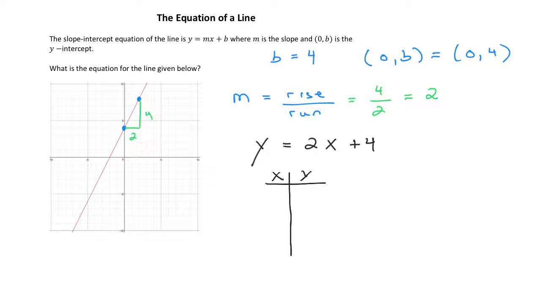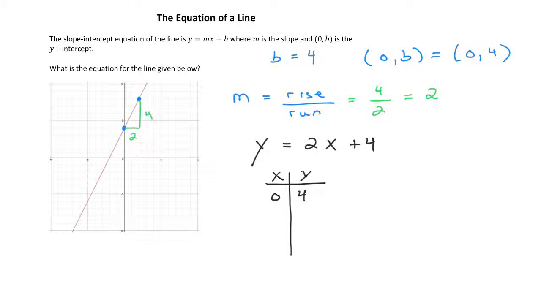If you use x equals 0, that means you're putting 0 in place of this x. 2 times 0 is 0, and we're left over with 4. So that explains why the number at the end, b, is the y-intercept: you're putting 0 in place of x, and 4 is the only thing that's left over, telling you the location of the graph on the y-axis.